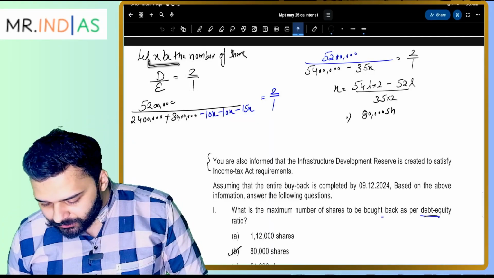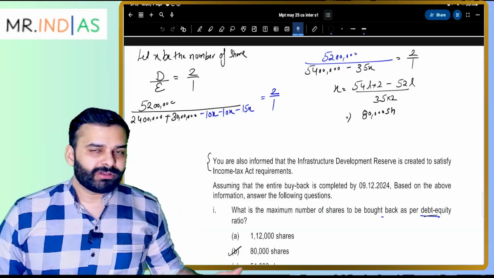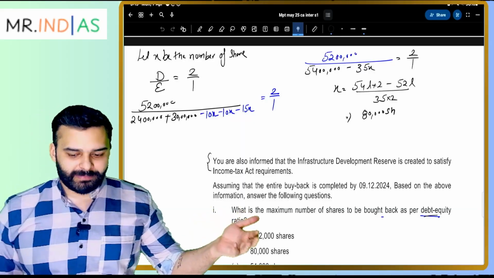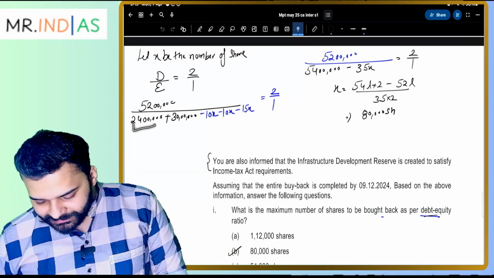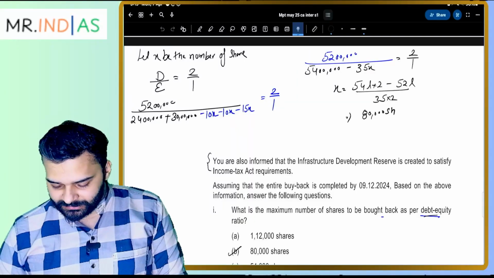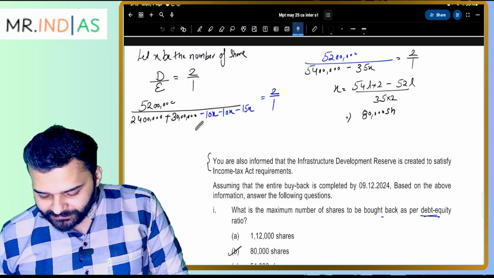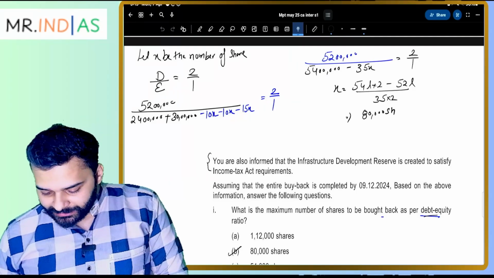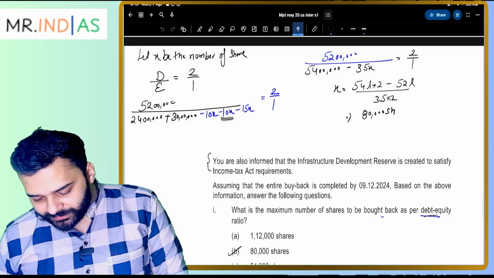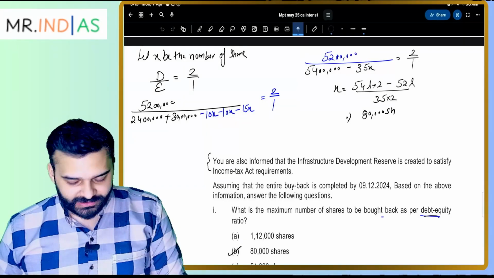Let X be the number of shares bought back. The debt is 52 lakhs. Let's calculate the equity after buyback if you buy back X number of shares. Currently you have 24 lakh equity and 30 lakhs reserves and surplus. If you buy back X number of shares at par value of 10, then 10x share capital would be reduced. Similarly, with the same amount of face value bought back, you have to create CRR, capital redemption reserve.